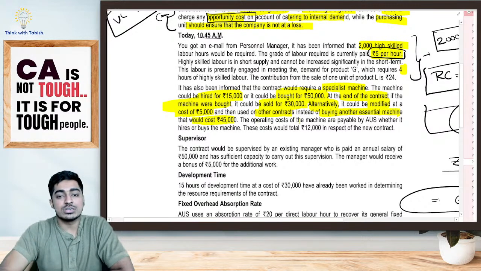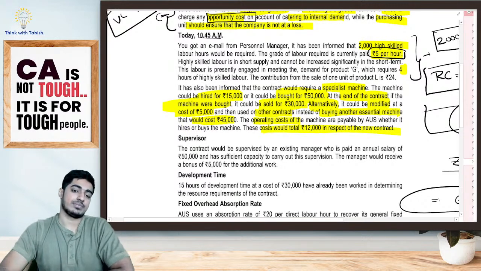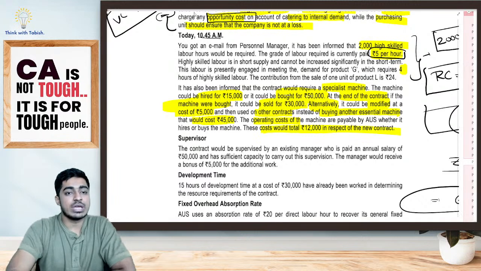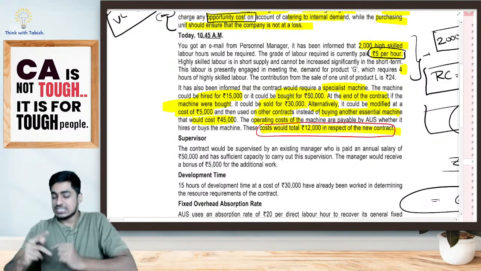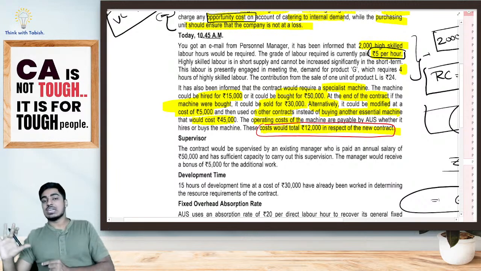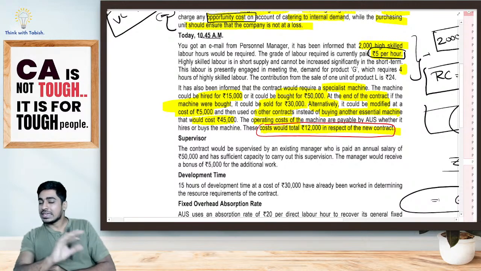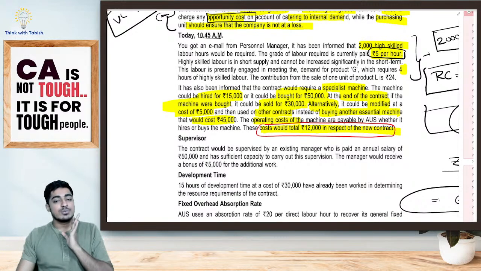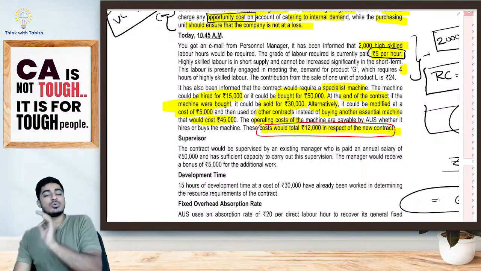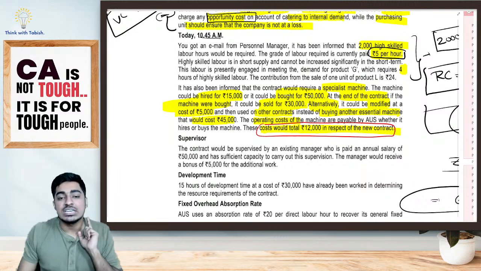The operating costs of the machine are payable whether it hires or buys the machine. These costs will be 12,000 for the new contract. So firstly, let us look at the operating cost. Obviously, if I take the decision, yes, I want the machine, either I can hire or buy, but the operating cost of 12,000 I have to pay in every case. So if I take this offer, the 12,000 cost I am incurring, that at least I should recover. So operating cost is going to be relevant.